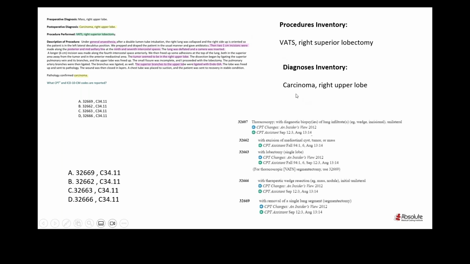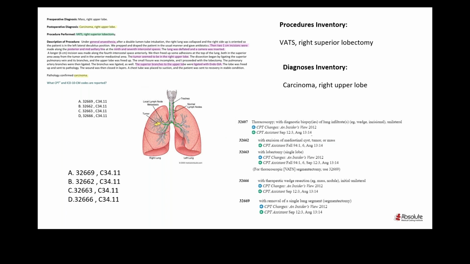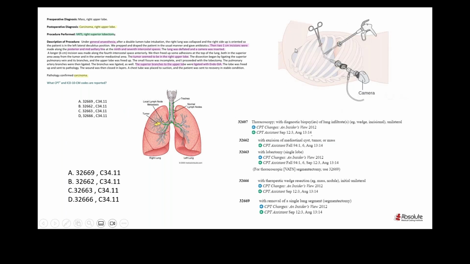In the diagnosis inventory, we have a carcinoma of the right upper lobe, and this is the anatomy of the lung. You can see the left lung has 2 lobes, and the right lung has 3 lobes. Exactly as mentioned in our scenario, there is a mass in the upper lobe, right? Yes, it is present in the right upper lobe, and the doctor has performed a lobectomy procedure. That means the entire right upper lobe was removed, not just the mass.